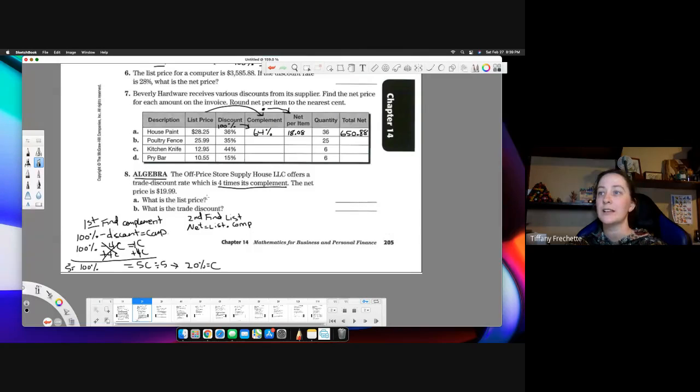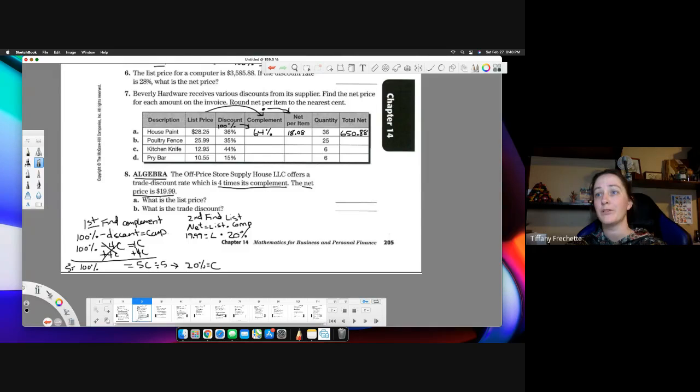So they're telling us the net price is $19.99. They told us that in the problem. So that was really one of the main given pieces of information. The four times its complement with the discount rate, that was given information as well, but we also had to go back and apply that to a formula. This was straight information given to us as far as the net price. So this equals the list price, which I'm just going to write as L, times the complement, which we just found was 20%.